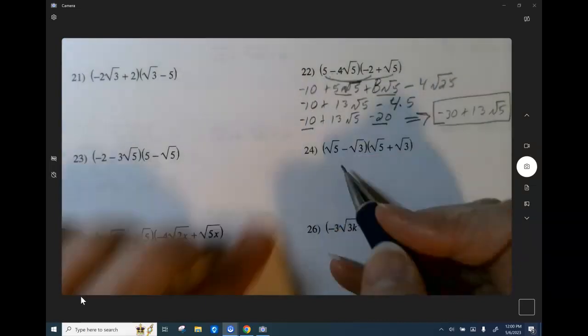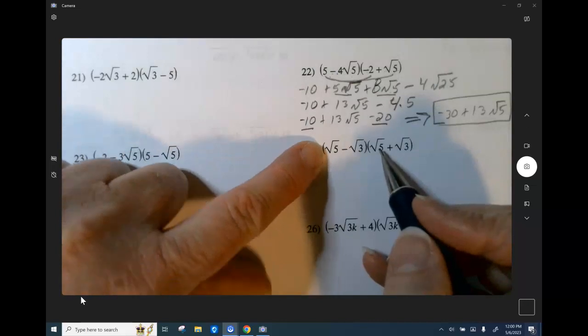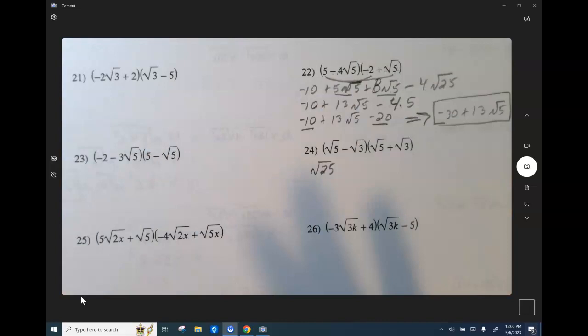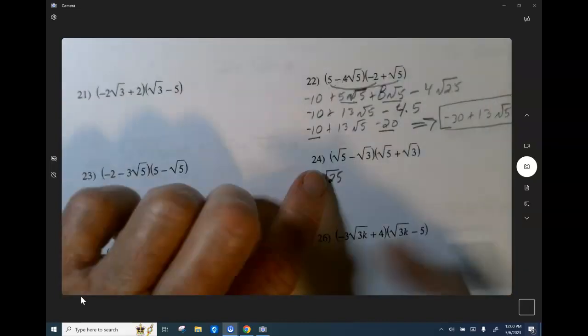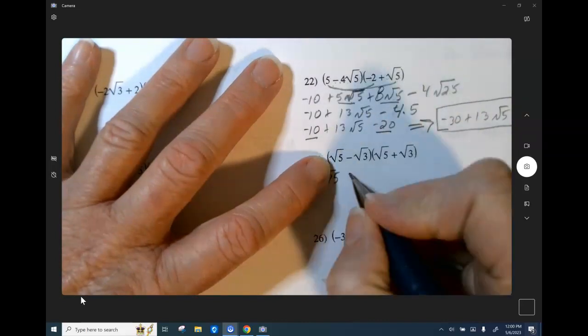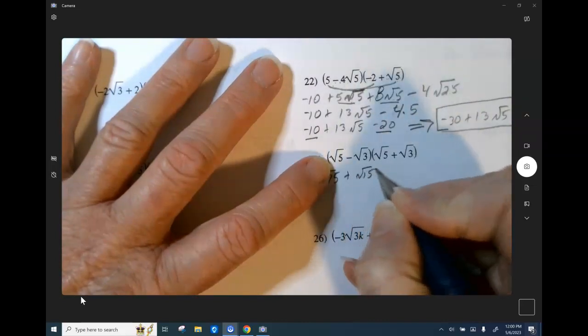I'm going to do the same thing. I'm going to take square root 5 times square root 5. Square root of 5 times square root of 5 is square root 25. I know that reduces. Just relax. We'll get to that. But just write it down, especially since it's new. Now I'm going to take square root 5 times square root 3. That gives me square root 15.